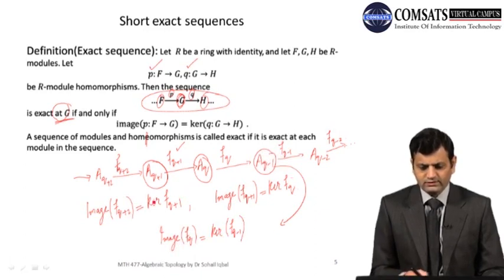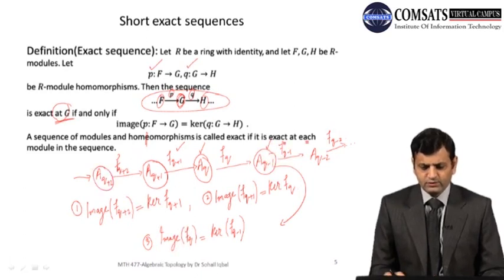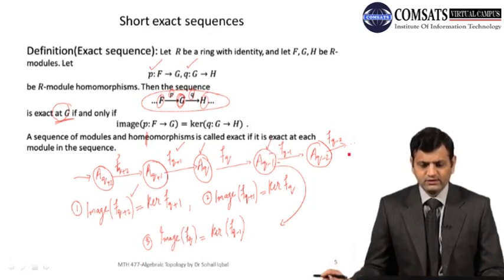Over here I wrote 3 conditions. The first condition is that this sequence is exact at A_{q+1}. The second condition is required if we want this sequence to be exact at A_q, and the third condition is required if we want this sequence to be exact at A_{q-1}. If it is exact at each and every node, then of course corresponding to every node we have one condition like this. If these conditions are satisfied at each and every node, then we say that this sequence of modules and homomorphisms is exact.